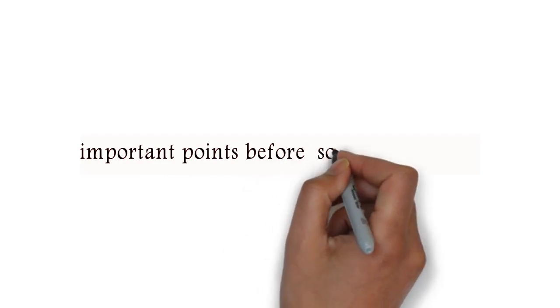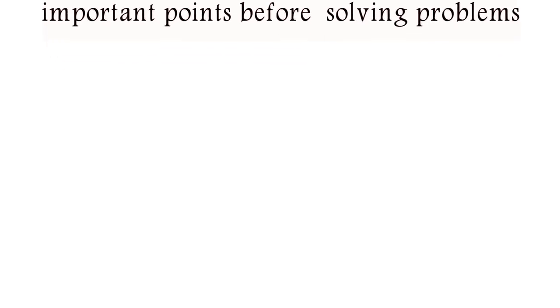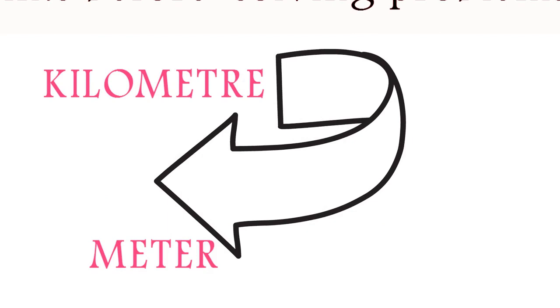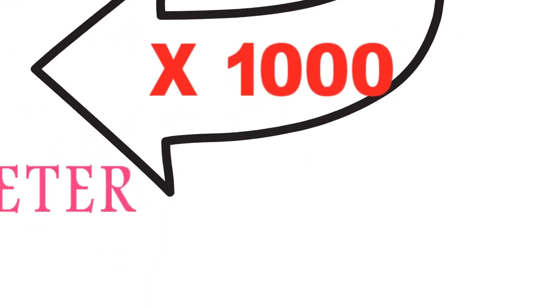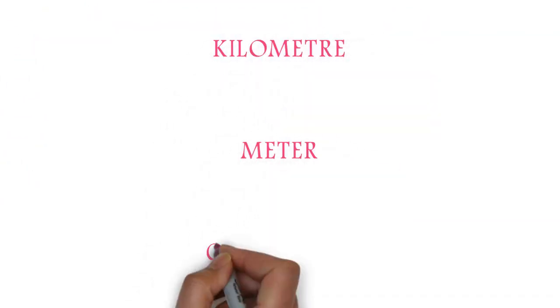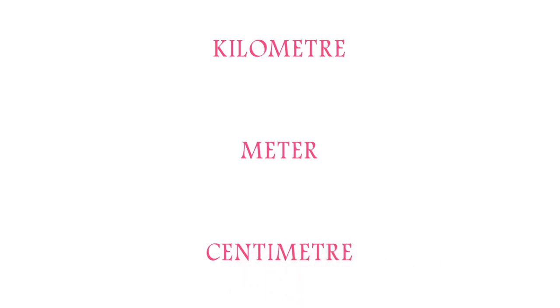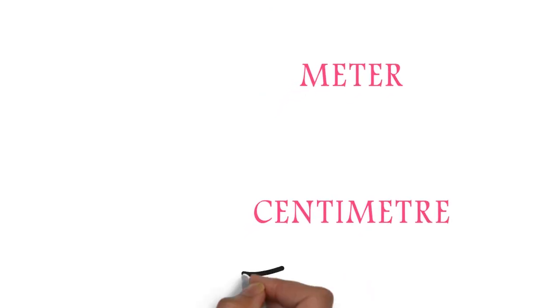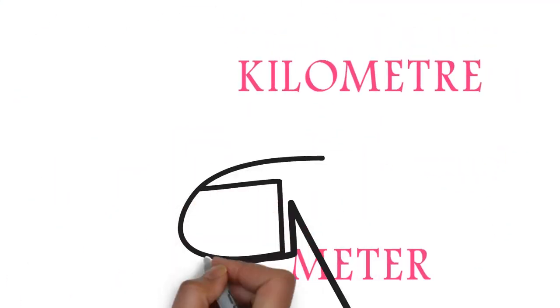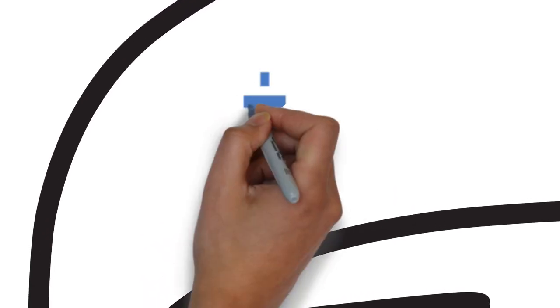Important points before solving problems. We have to put them in our minds. Convert from the larger unit to the smaller or vice versa. If we convert from kilometer to meter, we have to multiply by 1000. And from meter to centimeter, we also multiply by 1000. If we start from the smaller to the larger, if we have centimeter and want to convert it to meter, we divide by 1000. Or from meter to kilometer, we also divide by 1000.